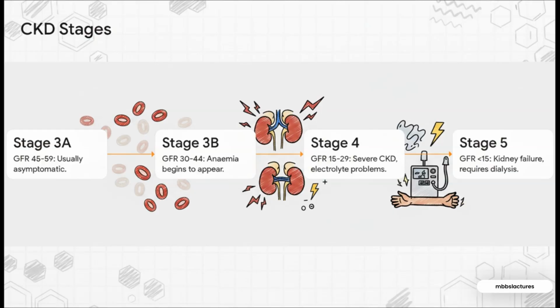And finally, stage 5. That's a GFR below 15. This is end-stage renal disease. At this stage, the patient absolutely requires renal replacement therapy like dialysis, and a whole cascade of significant uremic symptoms takes hold.